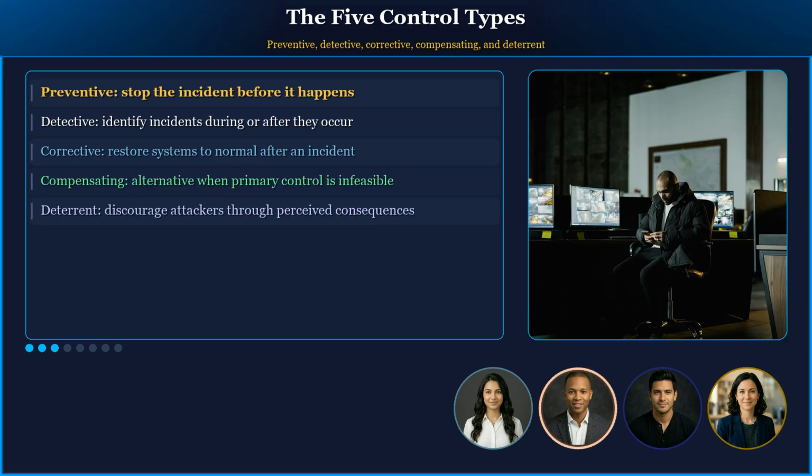Stick with me through the next section on assessments, because knowing the control types is one thing, but understanding how you verify they are actually working is where real-world programs either succeed or quietly decay over 3 years without anyone noticing.